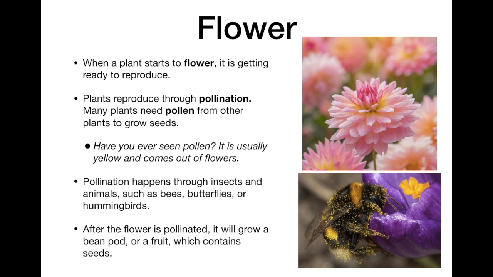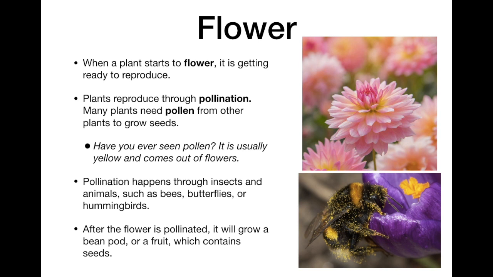Plants reproduce through pollination. Many plants need pollen from other plants to grow seeds. So have you ever seen pollen before? It's usually yellow and comes out of flowers. You can see on our bee down there, he's covered in pollen. If you ever shake a flower, sometimes pollen will come out of it.